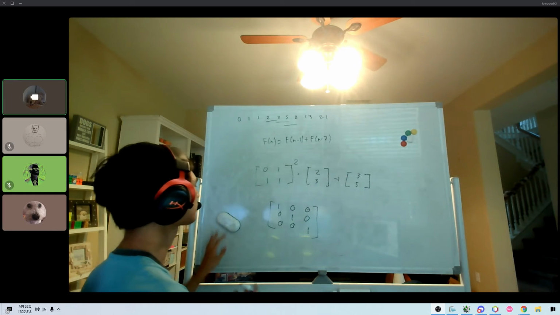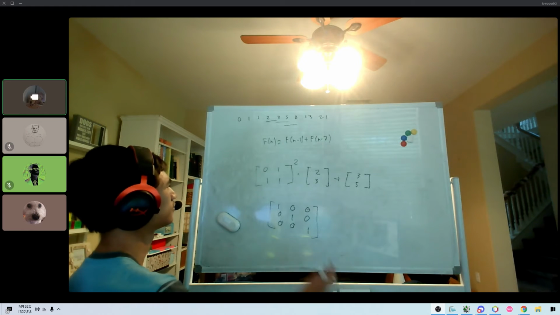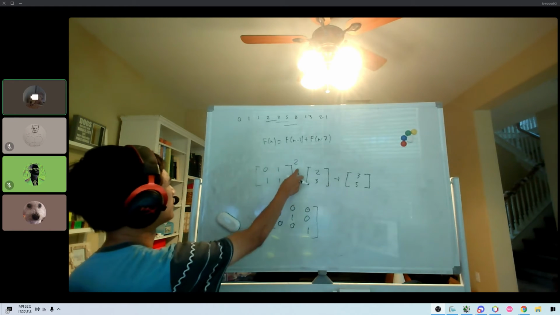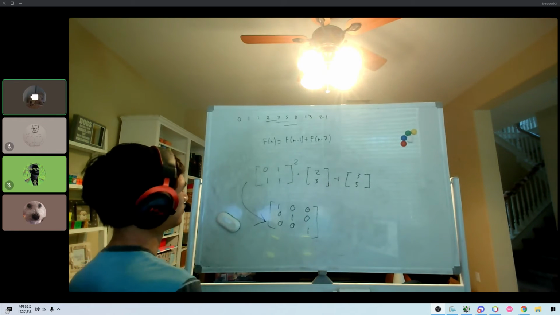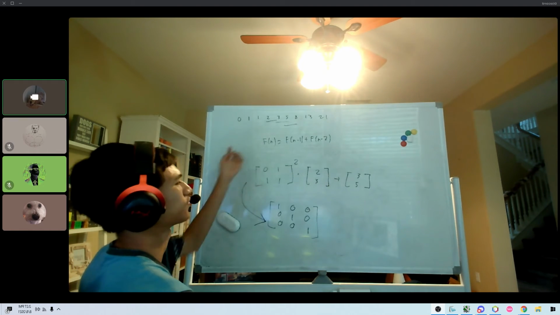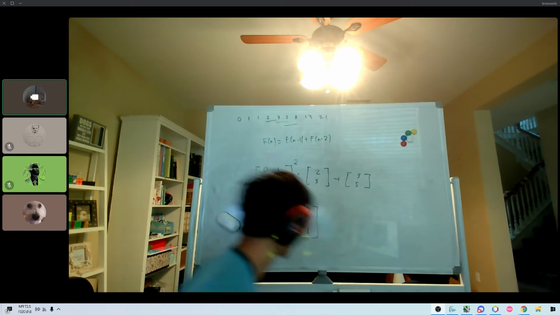And then you're going to go through the same process as binary exponentiation, where if the power is even, you square the matrix. If it's odd, you multiply this matrix into your identity matrix, and then you subtract 1 from the power and repeat until your power gets to 0. So that's the process, right?